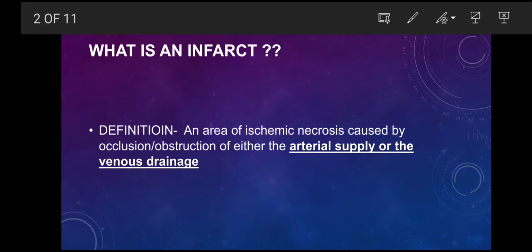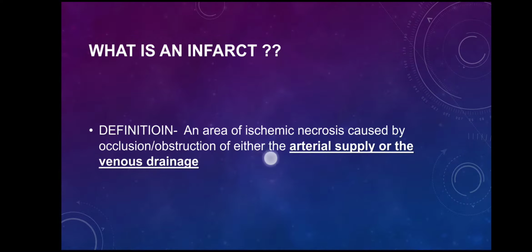An infarct is an area of ischemic necrosis which is caused by the occlusion or obstruction of either the arterial supply or the venous drainage. So there will be an area of ischemic necrosis, caused by the obstruction of the arterial supply or the venous drainage of a tissue or organ.